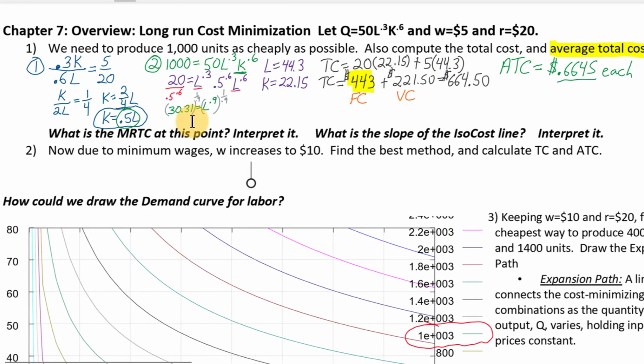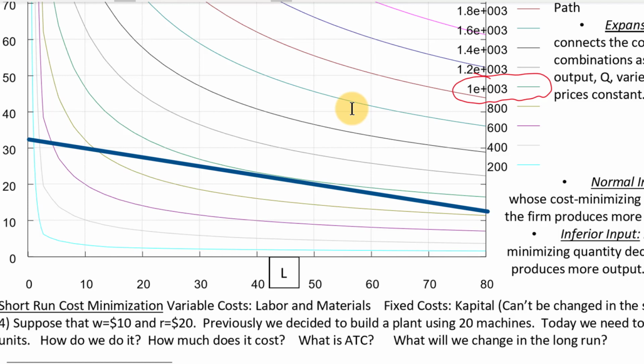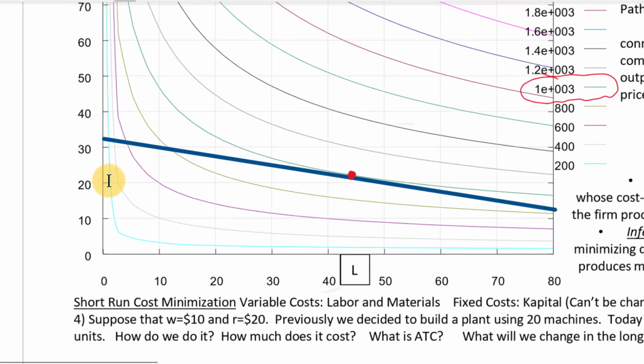Okay, something else we need to think about as we're solving these problems. I like to go back and think about the pieces that we're putting into these equations. What is the marginal rate of technical substitution at this point? So what I'm asking is, when we're using 44.3 workers and 22.15 units of capital, let's go to our graph and look at that. And let's label this solution. So just looking at our graph earlier, we said we thought we would probably be somewhere around 45 units of labor, and we were right. It's 44.3 and about 22.15 units of capital. So let's label those points in our graph.